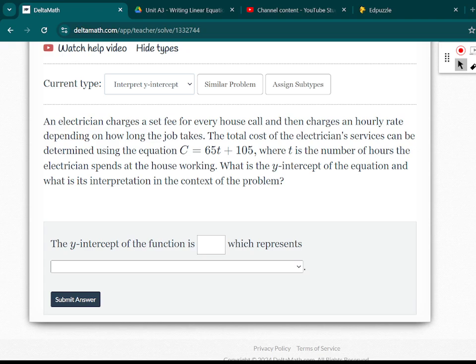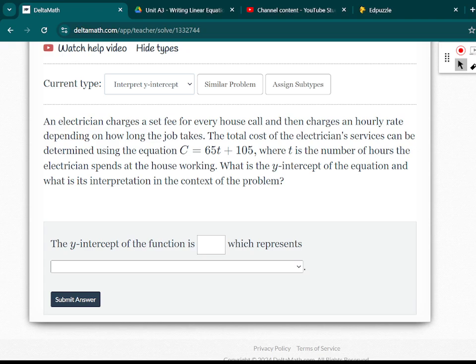So we have an electrician who charges a set fee for every house call and then charges an hourly rate depending on how long the job takes. The total cost of the electrician's services can be determined using the equation C equals 65t plus 105, where t is the number of hours the electrician spends at the house working. What is the y-intercept of the equation, and what is its interpretation in the context of the problem?